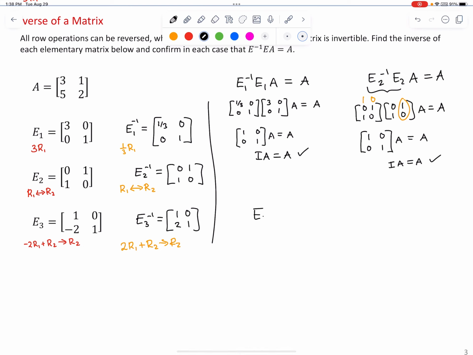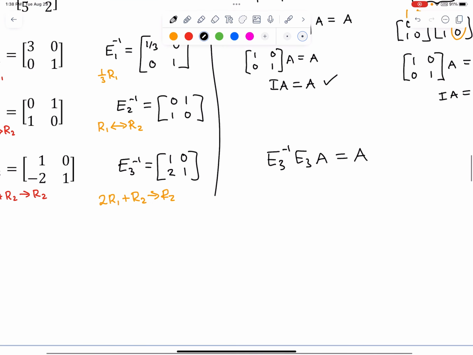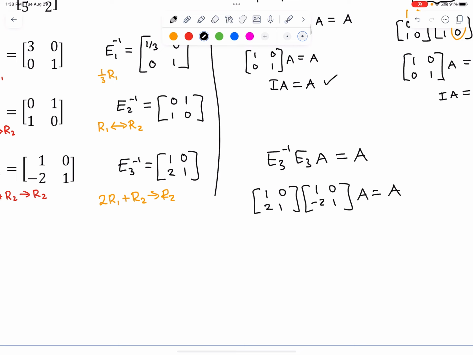So E3 inverse times E3 times the matrix A. Let's see if we do in fact get A. E3 inverse was 1, 0, 2, 1. And E3 was 1, 0, negative 2, 1, times the matrix A. We'll see if we get the matrix A.